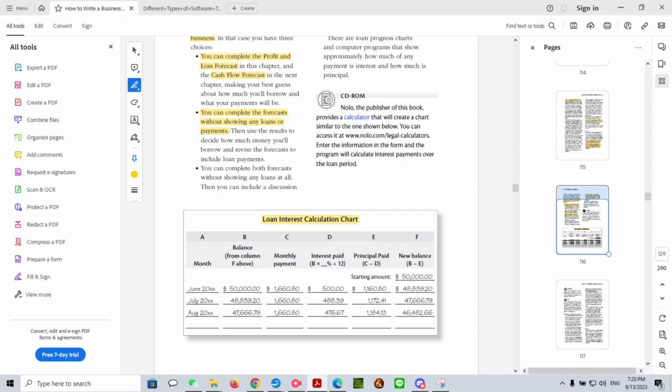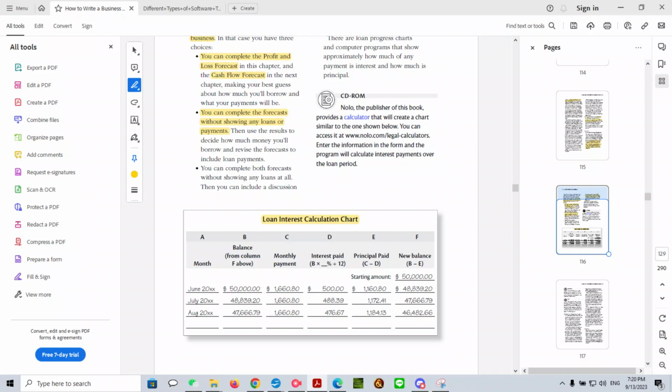And then you take the principal paid, and you subtract it as well from the original balance. So you subtract all these liabilities, and you get a new balance, otherwise known as the final balance. Then you carry over the new balance from the end of the previous month to the beginning of the next month. You do the same calculation: subtract the monthly payment, calculate the interest paid, the principal paid, and the new balance. Take the new balance from the end of that month and carry it over to the beginning of the next month.